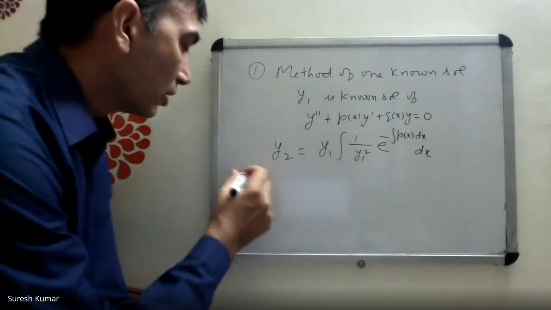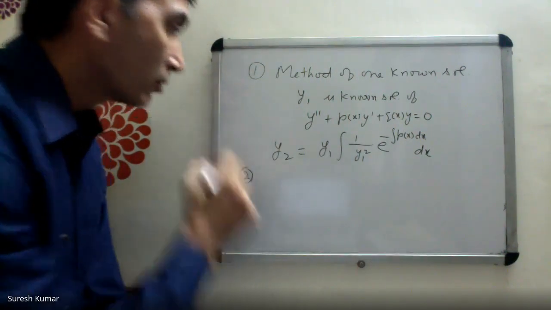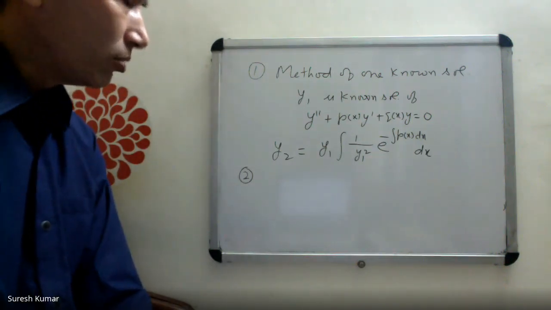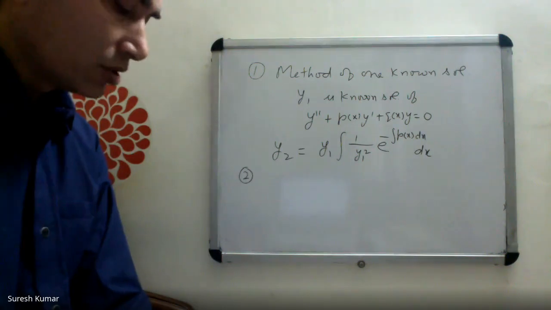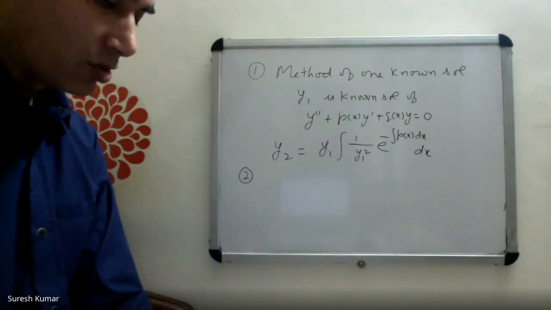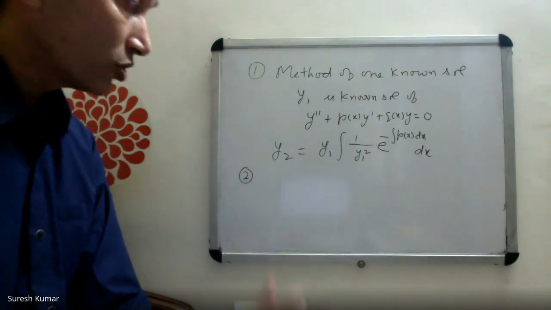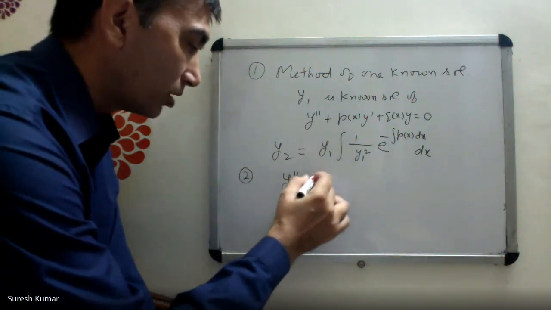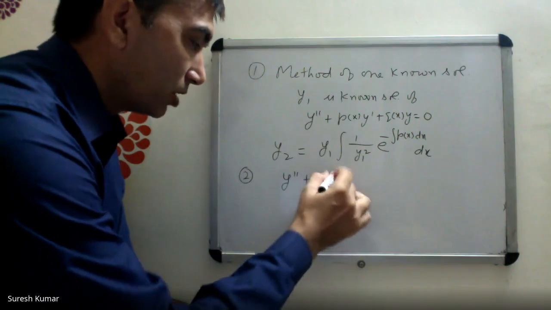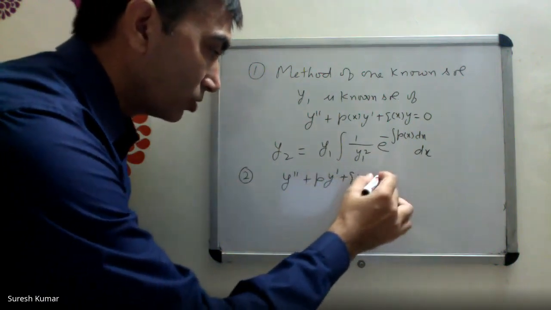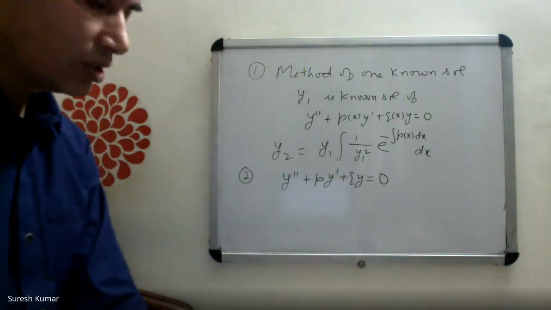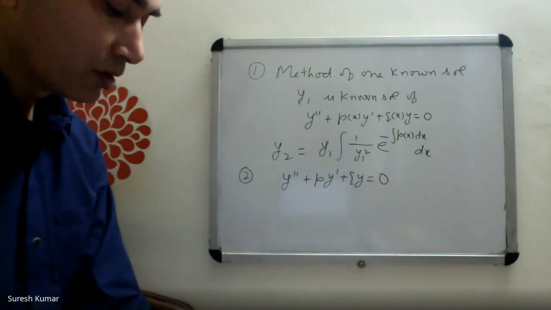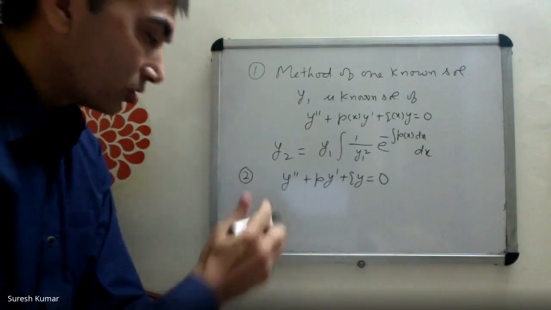Okay. Second, after that we learned how to find the general solution for a second order homogeneous differential equation with constant coefficients. Means this equation y'' + py' + qy = 0. p and q are not functions of x, these are constants. So recall the solution procedure.